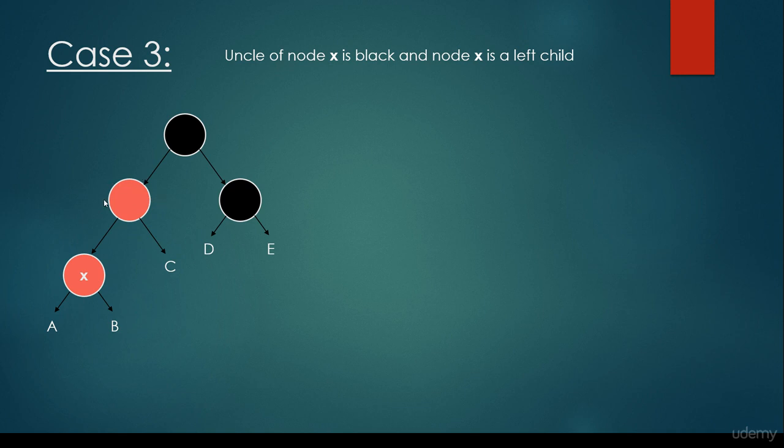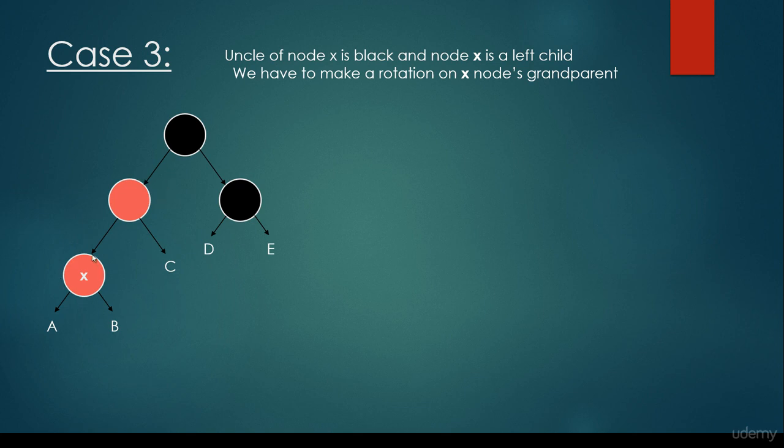The parent has the color red, the grandparent has the color black, and the uncle, which is basically the other child of the grandparent, has the color black as well. Okay, we know for certain that the uncle has the color black. And in this case, we just have to make a rotation on the node X's grandparent.